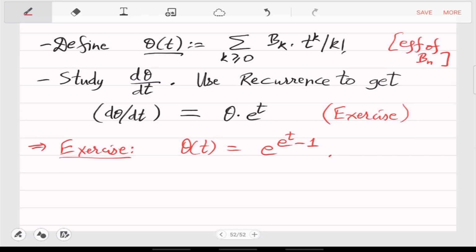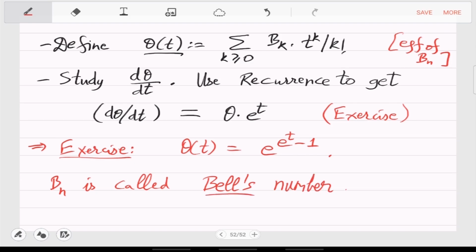Yeah, so this is called, Bn has a name, it is called Bell number. Okay, so the coefficients of this power series, they are called Bell's numbers, and they count many things, but in particular here they count the number of partitions of a set.